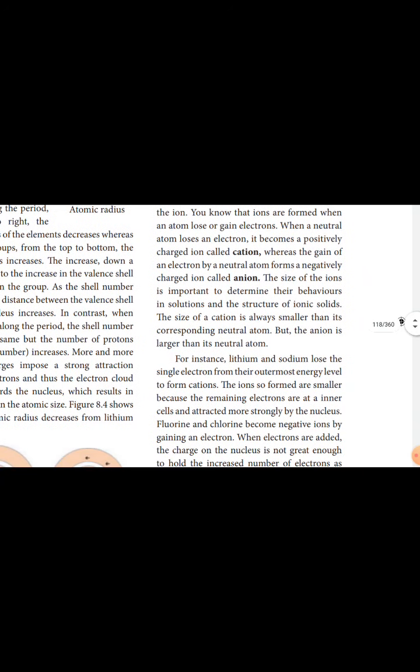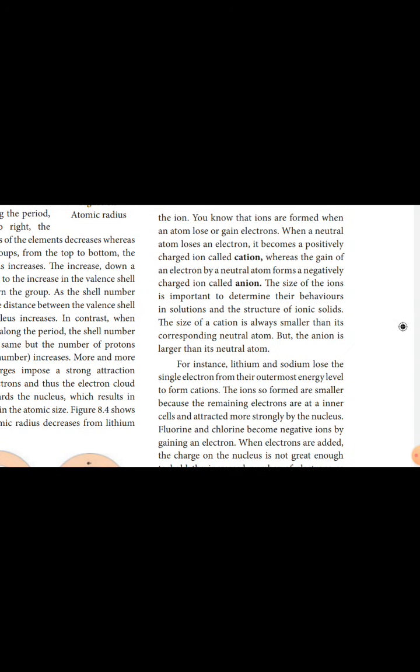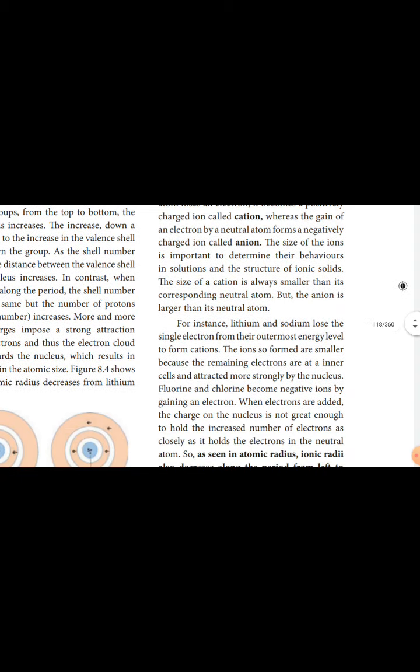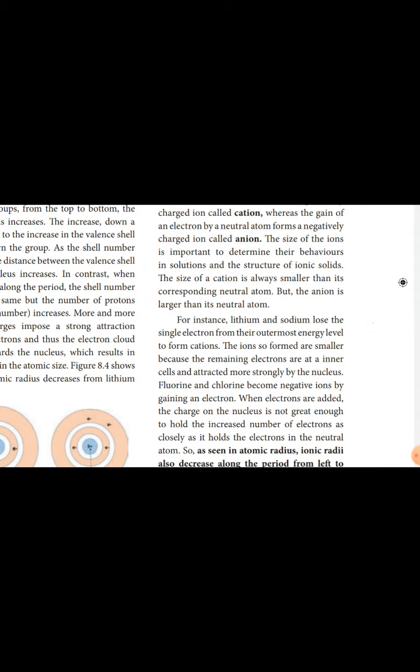At the same time, when you take an anion, the anion is larger than the neutral atom. If we take a chlorine atom to chloride ion, the size of the chloride ion is larger than the chlorine atom. And we are going to discuss what is the reason for this.